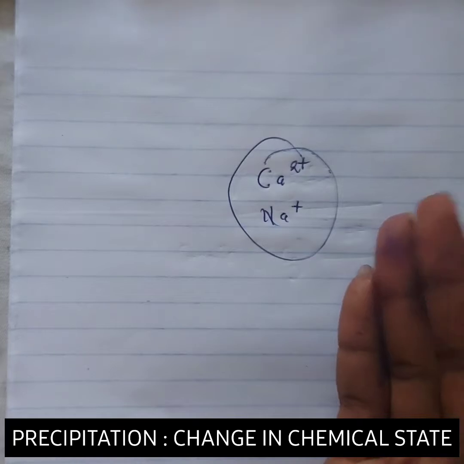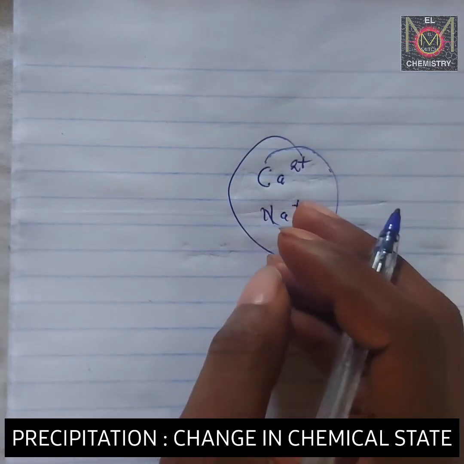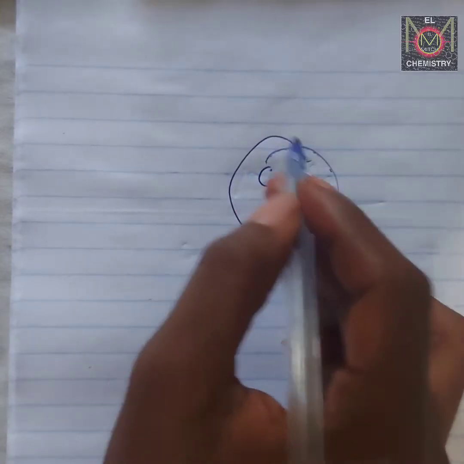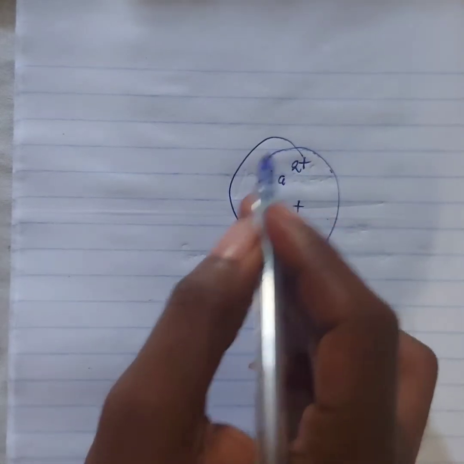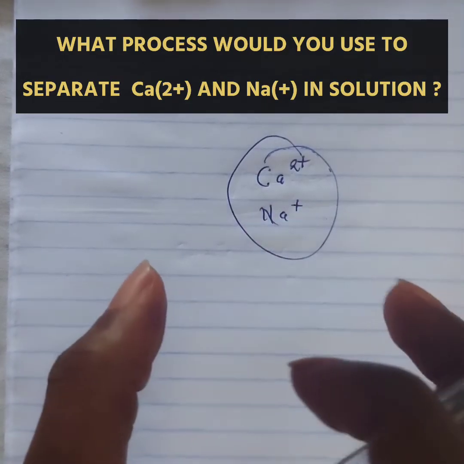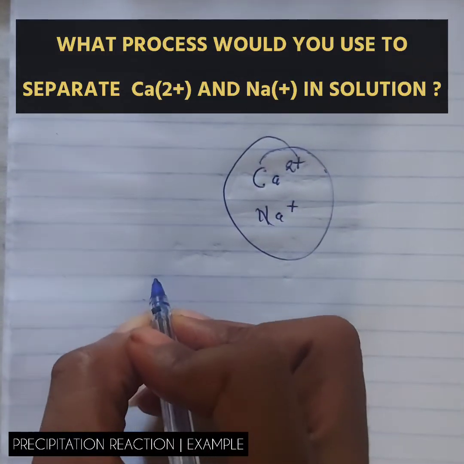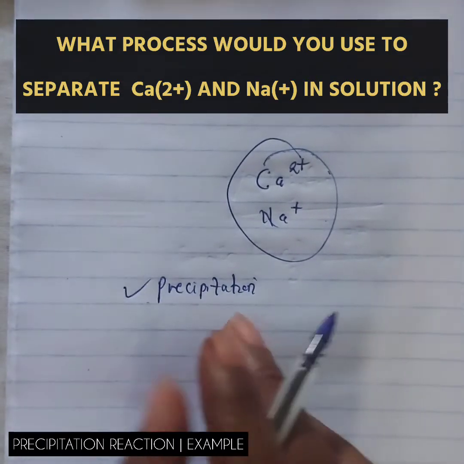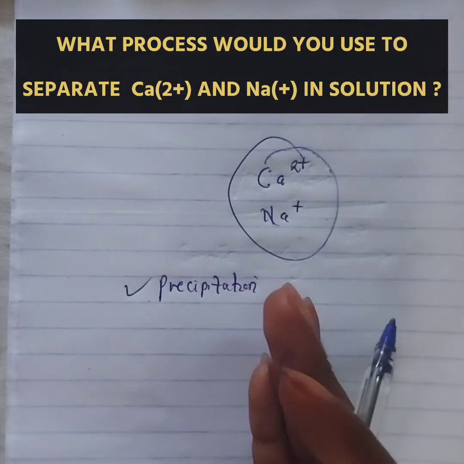So there are several processes, one of which is EDTA complexation reaction, or you could just say titration. That could be used to identify or determine or analyze the presence of calcium. But the major process you're going to use to separate calcium from sodium is by precipitation. So that's one way of answering the question. Now, how would you separate them is the question.